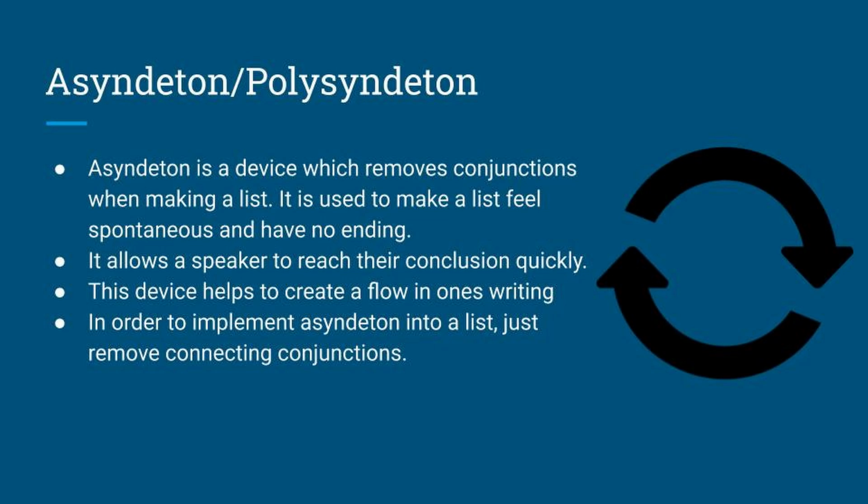Asyndeton is a device which removes conjunctions when making a list. It's used to make a list feel spontaneous and have no ending. It allows a speaker to reach their conclusion quickly and creates a flow in their writing. In order to implement an asyndeton, just remove conjunctions such as "and" in your statements.